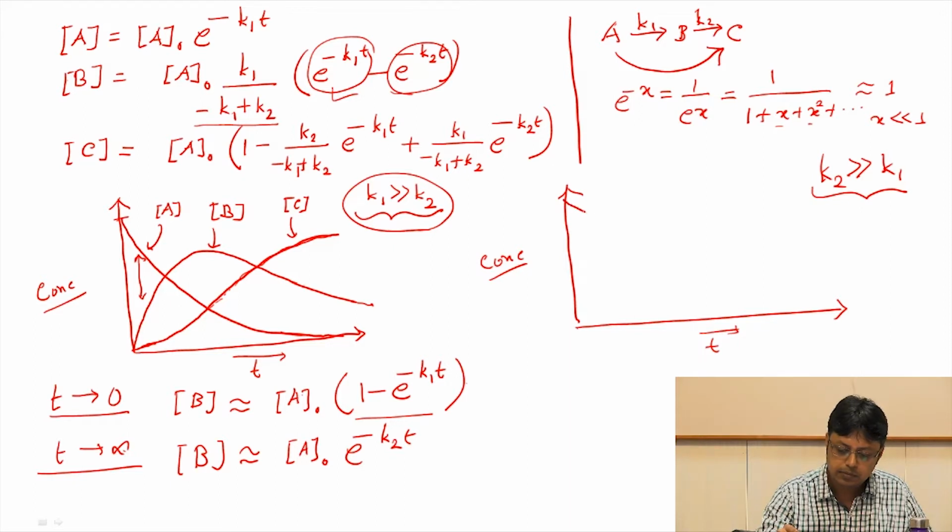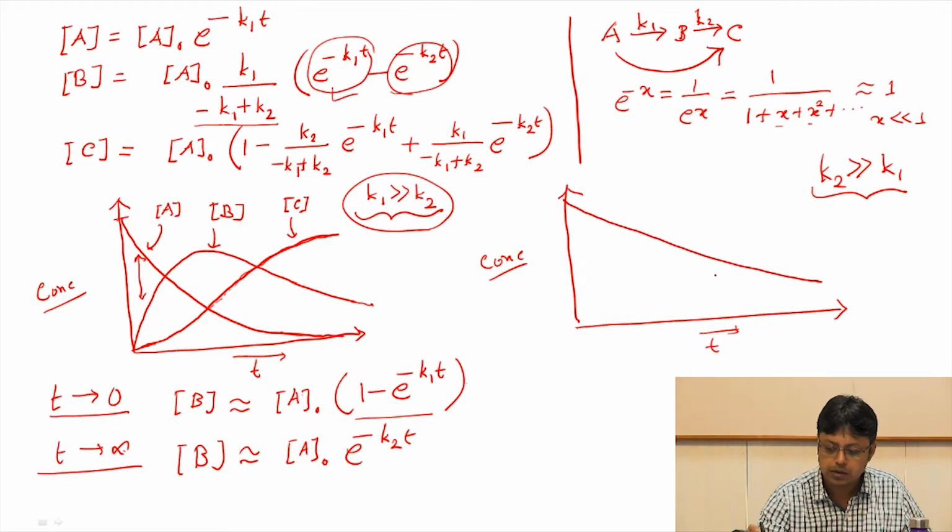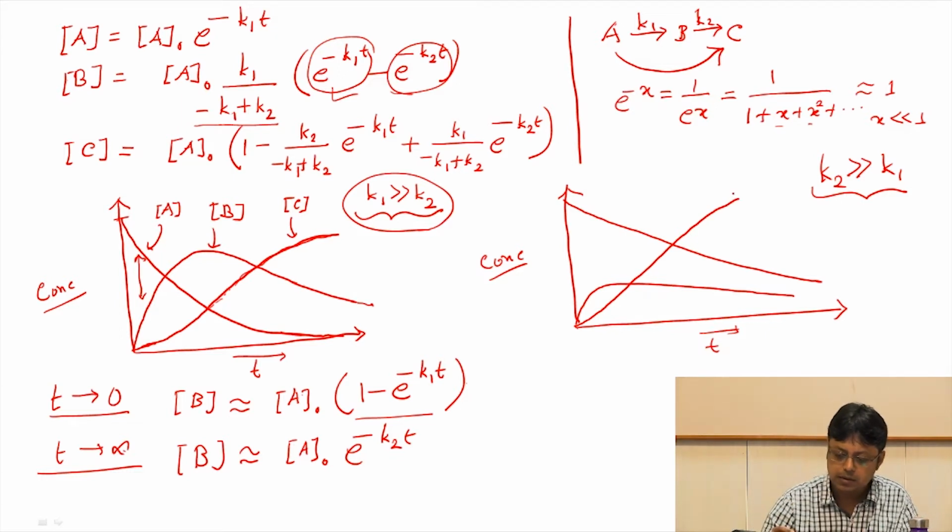In that case, A will decrease very, very slowly. The concentration of B will rise and then will become very, very steady, but rise a little, and then we'll have a C which will first go and then grow. Now what is happening here?